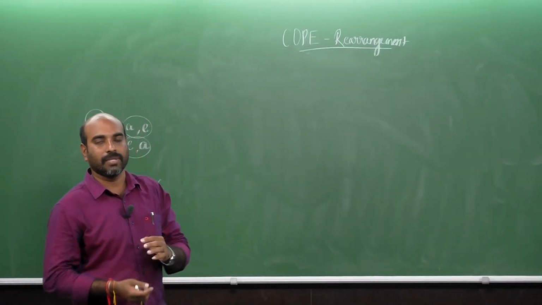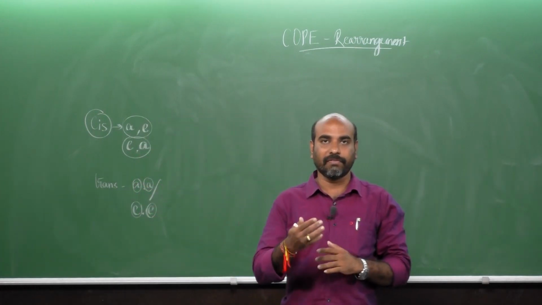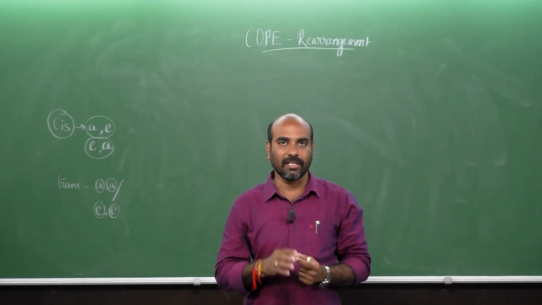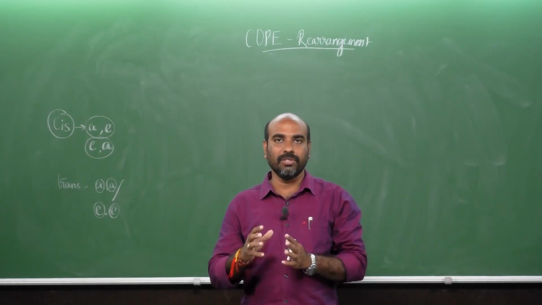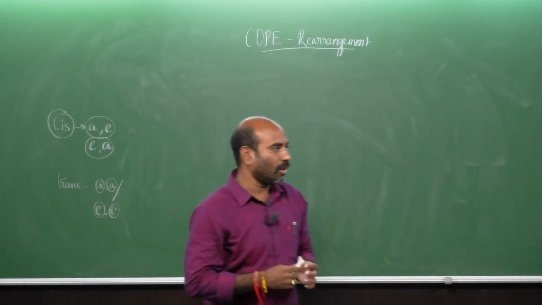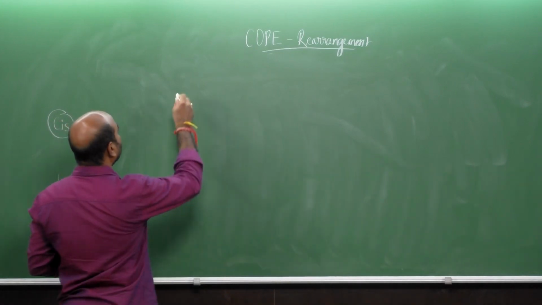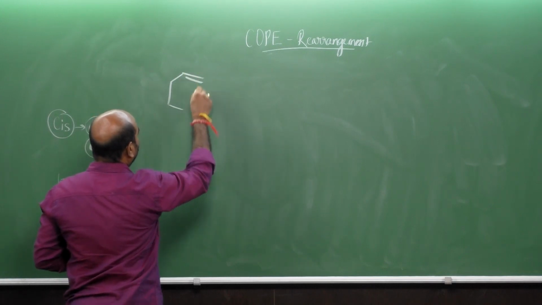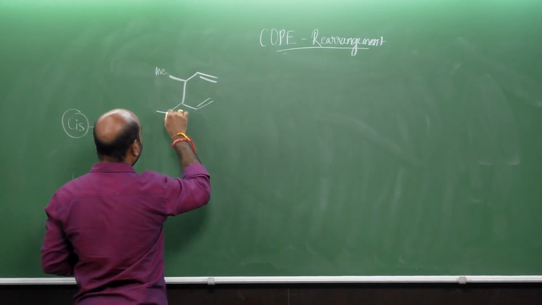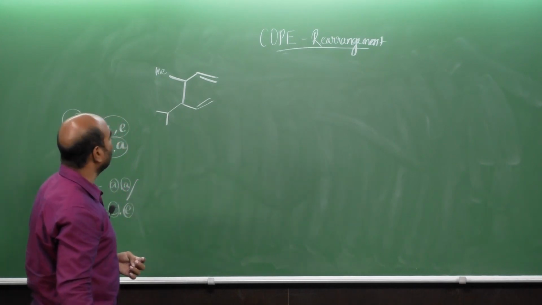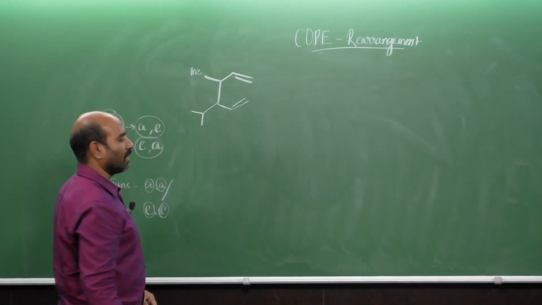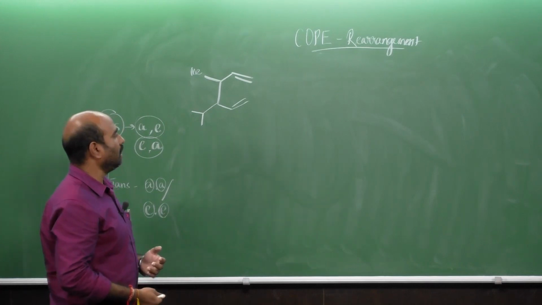Now we need to also see what if the substituents are different. So far we have seen the same kind of substituents, whether both are methyl groups or both are ethyl groups. If the two substituents on the 1,5-diene at the 3 and 4 positions are different from each other, what should happen? Let it be a methyl group and an isopropyl group. This isopropyl group is bulkier and this methyl group is smaller. Now we also have to look at the stereochemistry.